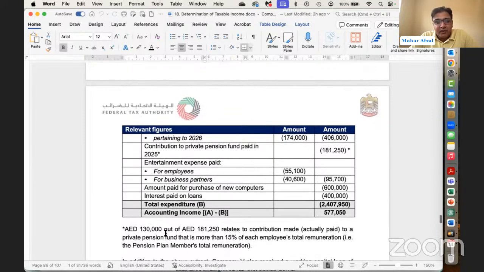They are asking about 130 out of the 130. Even this has not been made. This is allowed on payment basis. 130 has not been paid out of this 181,250. If it has not been paid, then we need to add it back. It will be allowed on payment basis. 1/3, 135,000 added back.